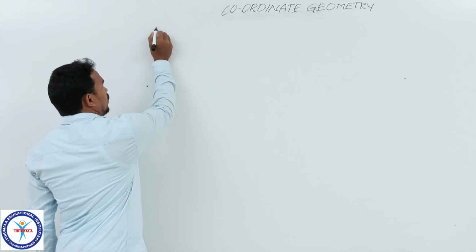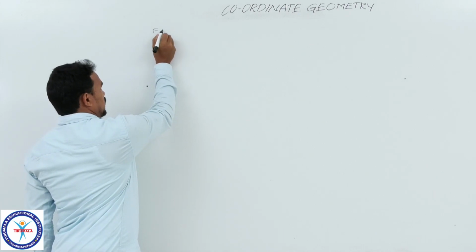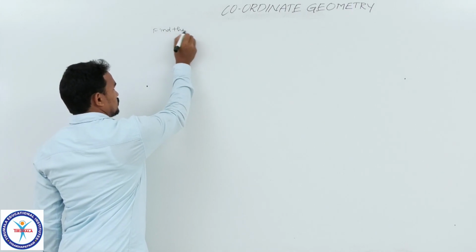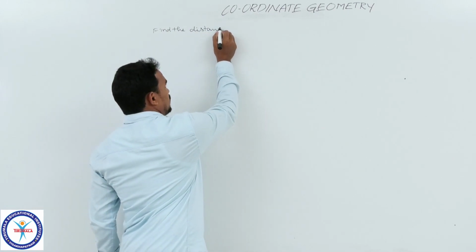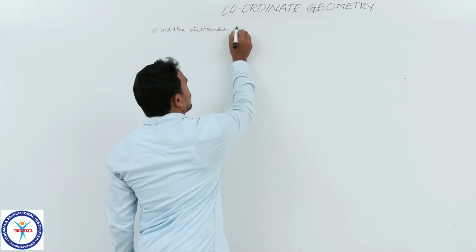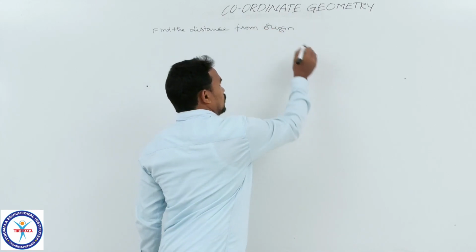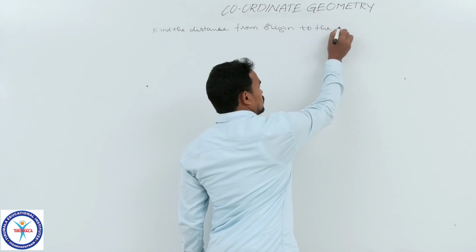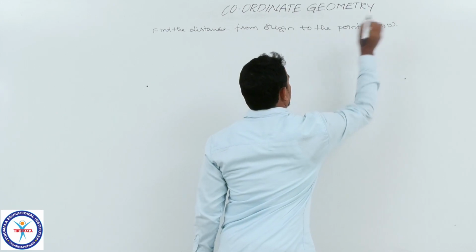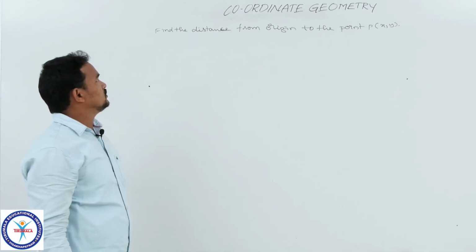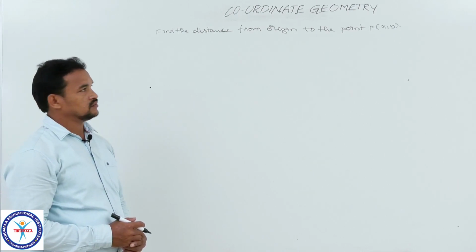Now, how to find the distance from origin to the point P of x comma y? Find the distance from origin to the point P of x comma y.